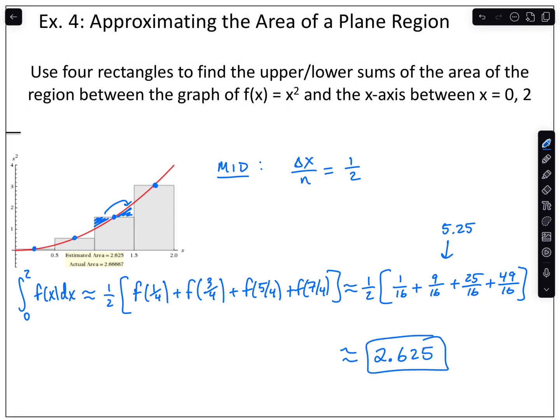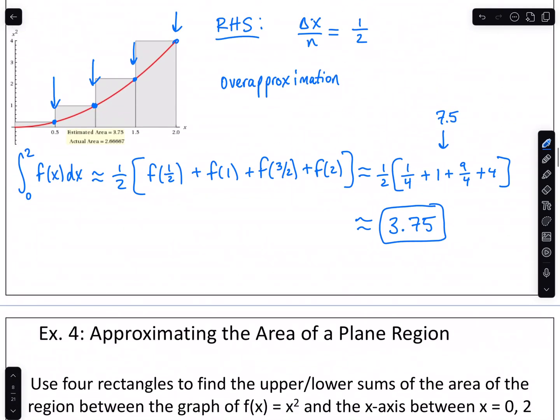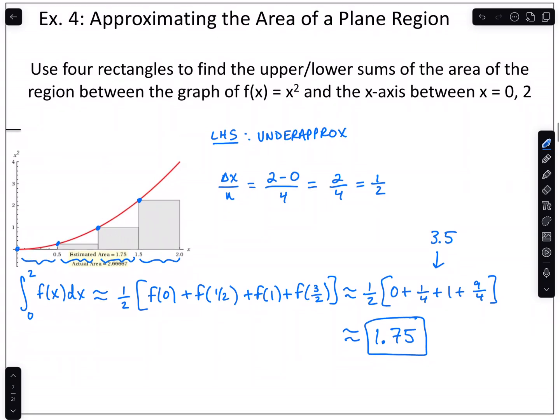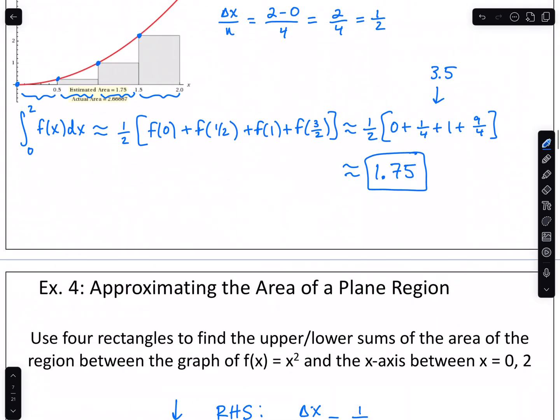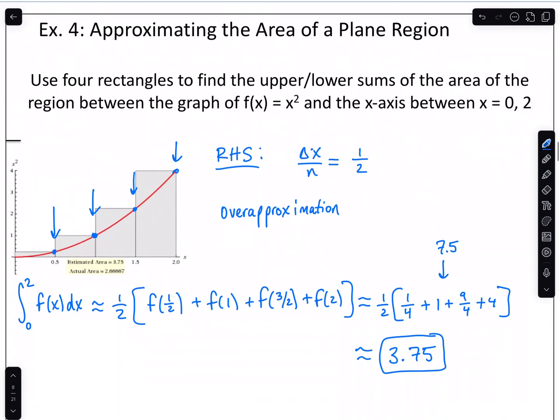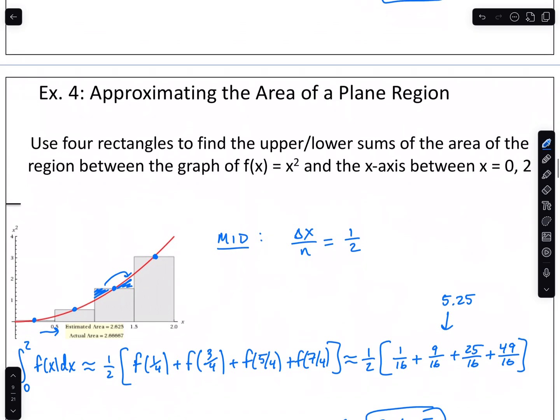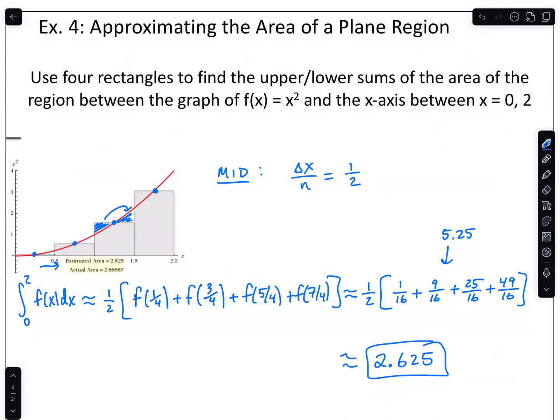So if you look a little bit closer to what I have here in terms of the picture, you'll see that there's the estimated area, like this little yellow rectangle. And if I just go back down the line real quick, 1.75 was the estimated area, but the actual area was 2.67 for left-handed. For right-handed, 3.75 is what we got. The actual area, 2.67, or 2.667 if you go three decimal places. And if you look at the midpoint, you'll see that's the closest of the group. We got 2.625, and the actual area is 2.667.